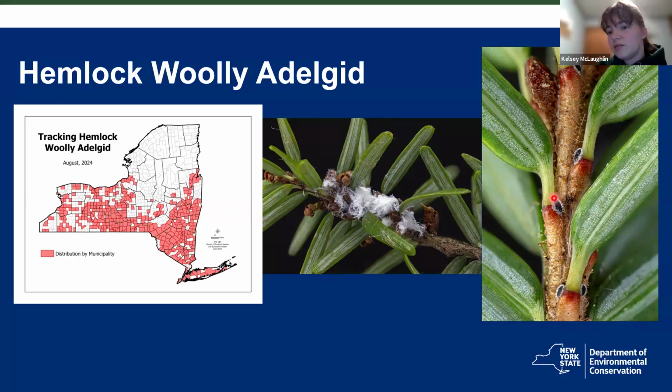And then this picture over here on the right is what they look like during the summer. These are the nymphs. So they just have a little halo of that waxy coating at that point. And it takes usually a hand lens and a headlamp to really see them at that point. So this is the best time to survey for HWA.